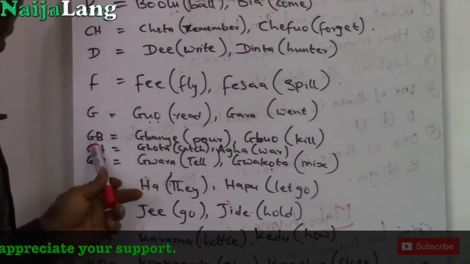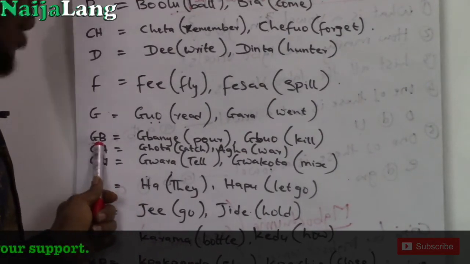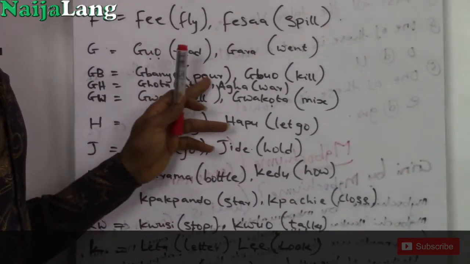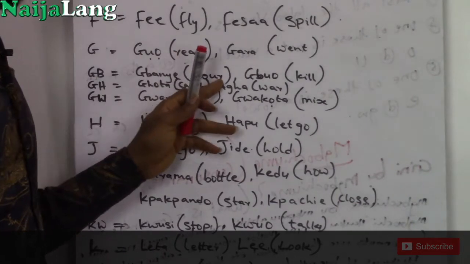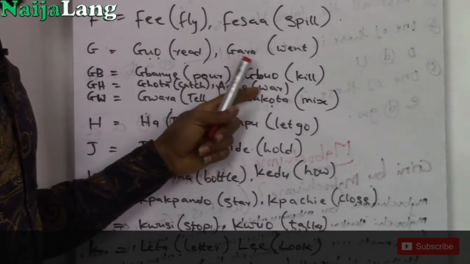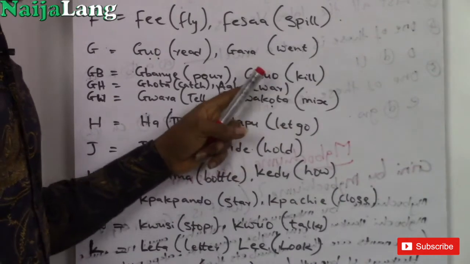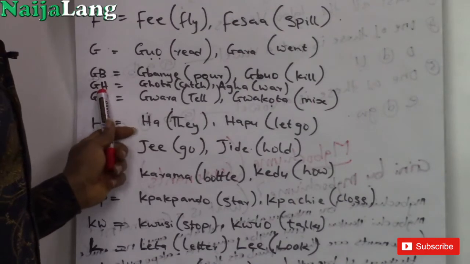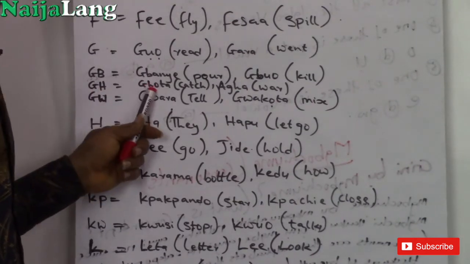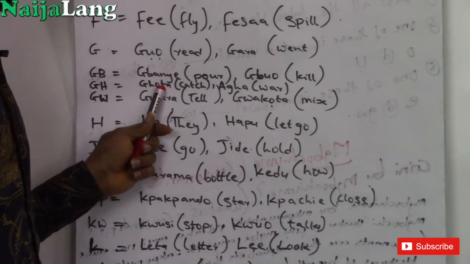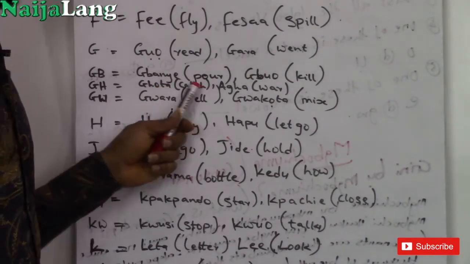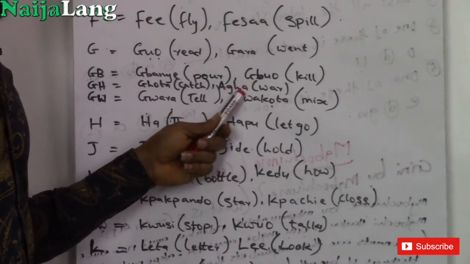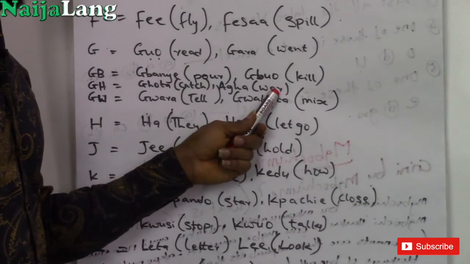The next one is gbe. Gbanye means pour. Gbuo means kill. The next one is re. Re means catch. Ara means war.